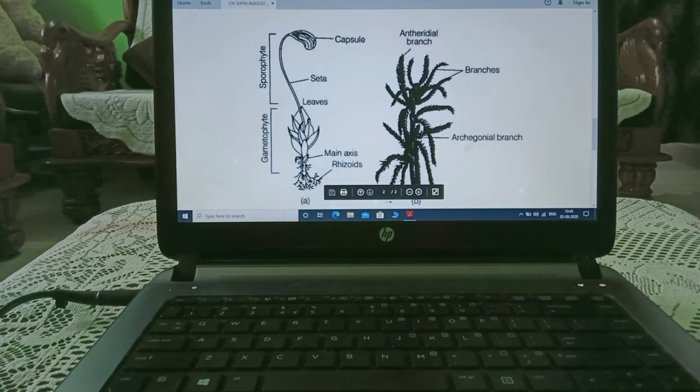Now you can see this is the sporophyte. Here this is the capsule. Inside the capsule spores are present, and it is known as the sporophyte because it bears spores. You can see this is the seta and this is the rhizoid, gametophyte and sporophyte.